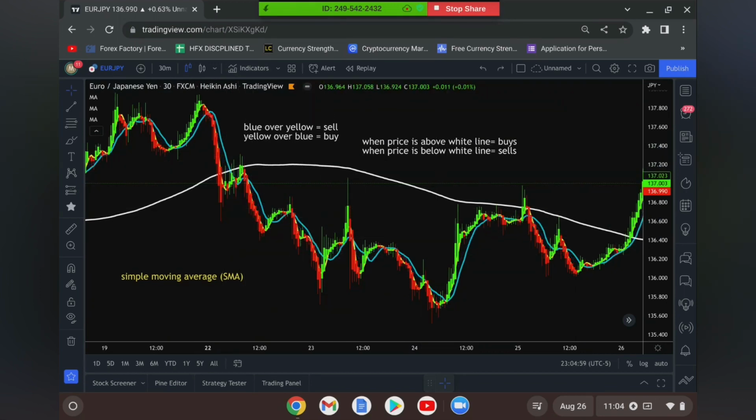So now what I want to do is actually go ahead and erase these simple moving averages from the chart. And I want to just go ahead and add on a couple of exponential moving averages. All right, so we're going to keep our 200 simple moving average, but we're going to remove our smaller moving averages.